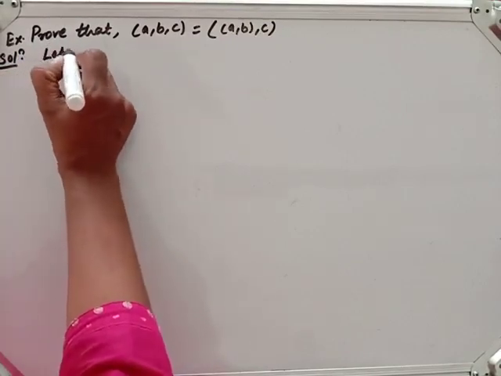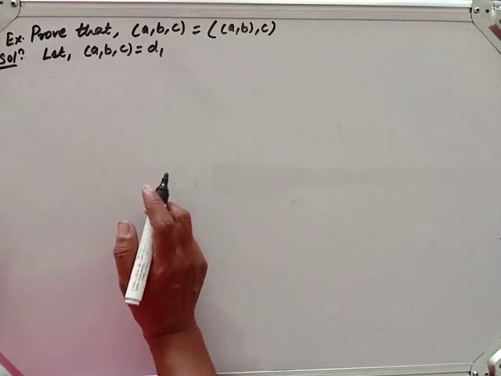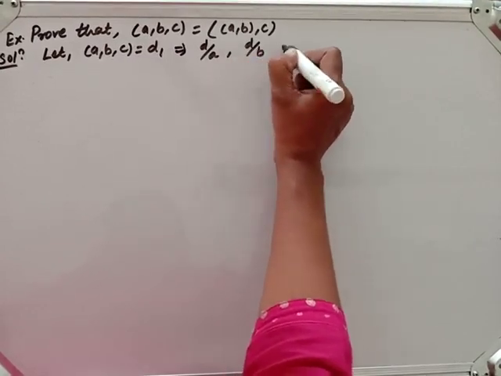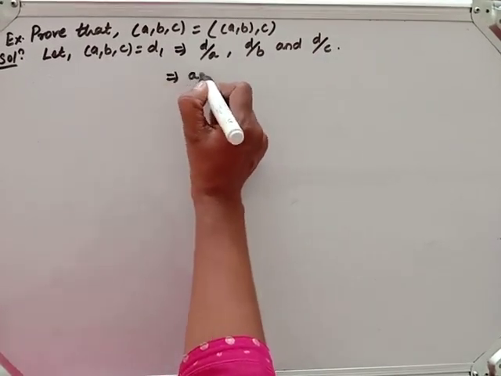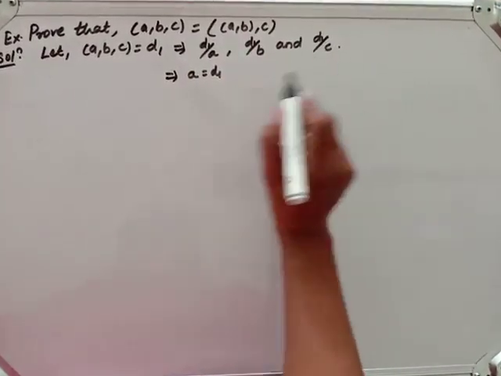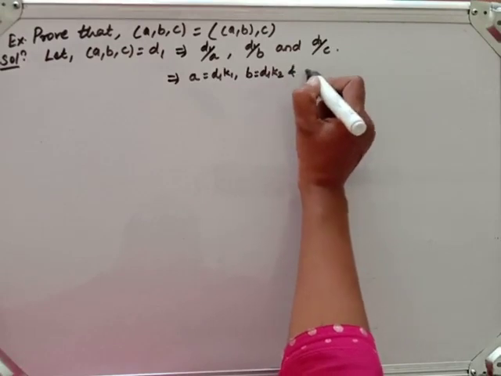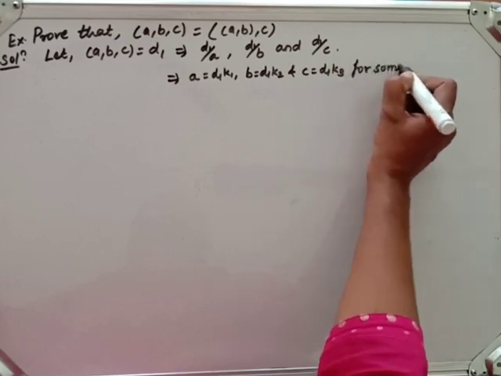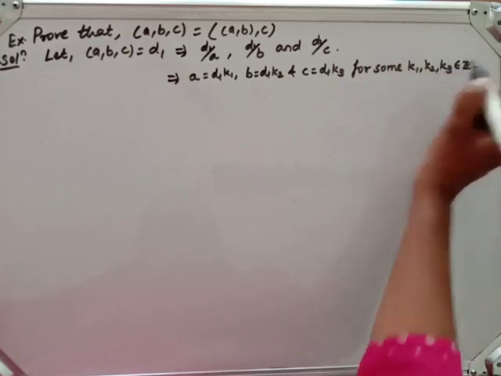Solution. Let GCD of A, B and C be D1. Therefore, this gives D1 divides A, D1 divides B and D1 divides C. So this gives A is equal to D1 K1, B is equal to D1 K2 and C is equal to D1 K3, for some K1, K2, K3 integers. Fine.